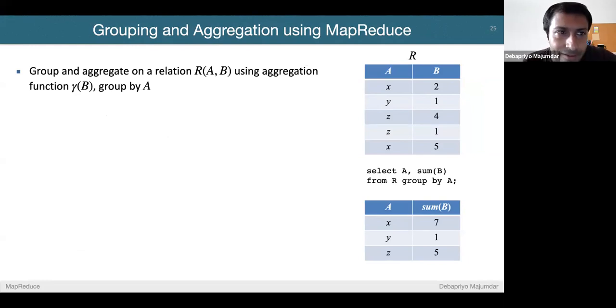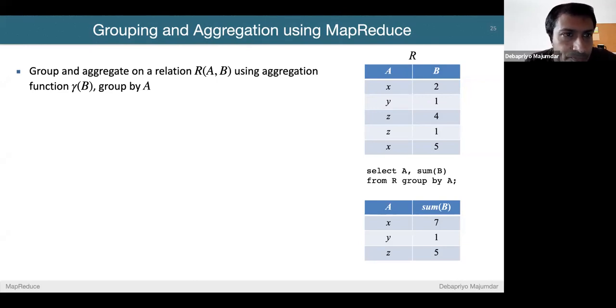The great thing is group and aggregation on a relation. So what we have to do is group and aggregation on a relation R(A,B) using the aggregation function gamma on B. Now gamma in my particular example is summing. It can also be max. It can also be mean. It can be count. Some kind of aggregation function, right?